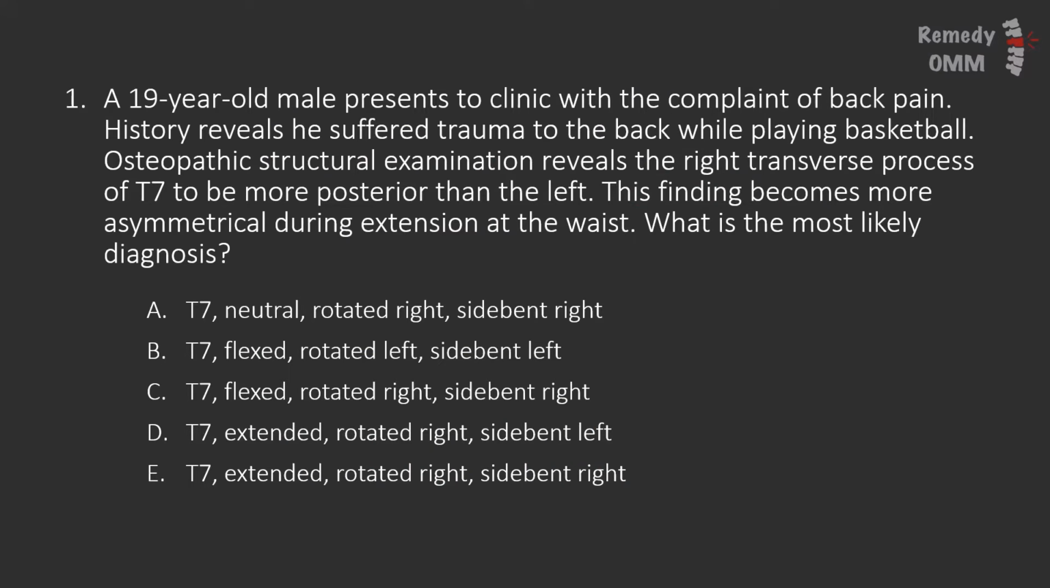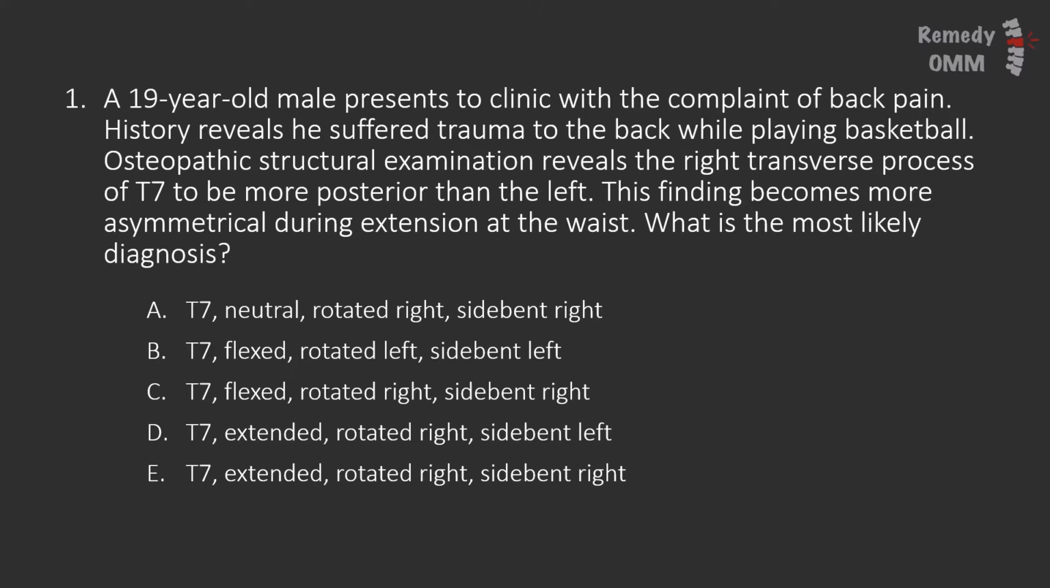Question number 1. A 19-year-old male presents to clinic with a complaint of back pain. History reveals he suffered trauma to the back while playing basketball. Osteopathic structural exam reveals the right transverse process of T7 to be more posterior than the left. This finding becomes more asymmetrical during extension at the waist. What is the most likely diagnosis?